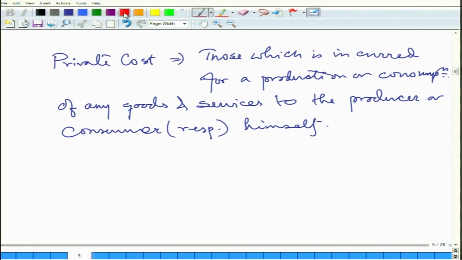Now, similarly, private benefit is that benefit which is enjoyed, instead of incurred, while we are talking about benefit, which is enjoyed for the production or consumption of a particular good by the producer or consumer themselves. This is about private cost and private benefit. What about social cost and social benefit?